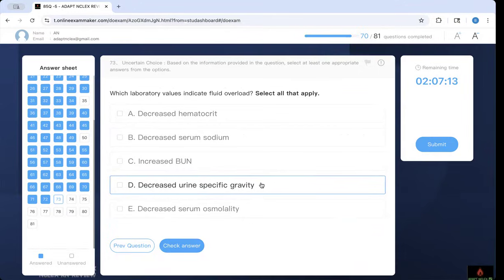Which lab results indicate fluid overloaded? That means you have too much fluid in your system. You don't have to overthink it. What do you think? Decrease hematocrit, decrease serum sodium, increase BUN, decrease urine specific gravity, decrease serum osmolarity.